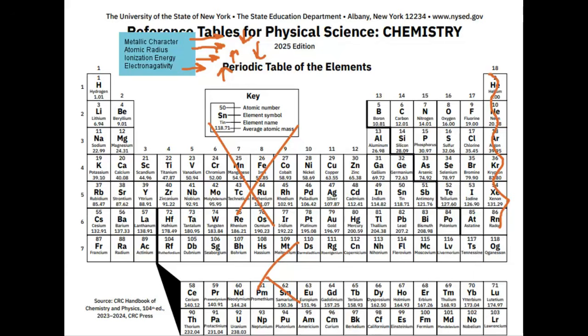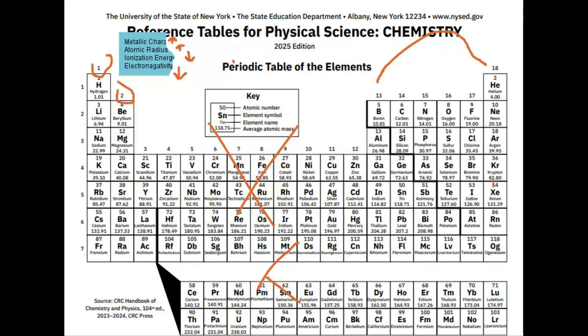Now we're going to look at it as we go down a group. My metallic character increases. Atomic radius increases. So both of these increase. Ionization energy and electronegativity follow the trends the same way in that with ionization energy, it takes less energy to knock an electron out as it's further away from the nucleus. So this decreases as I go down, and electronegativity decreases as I go down.